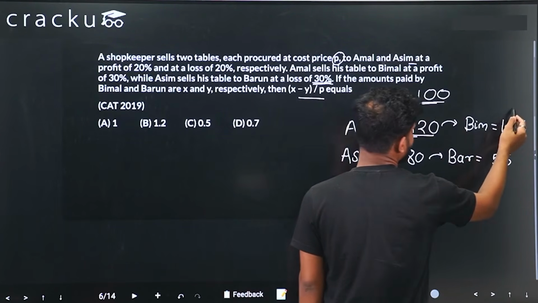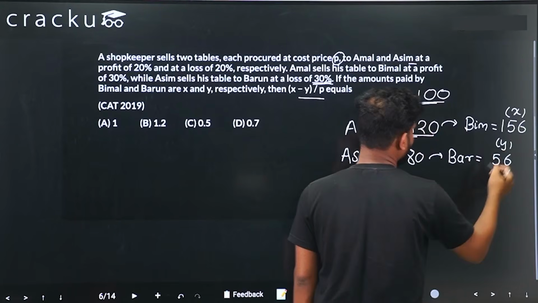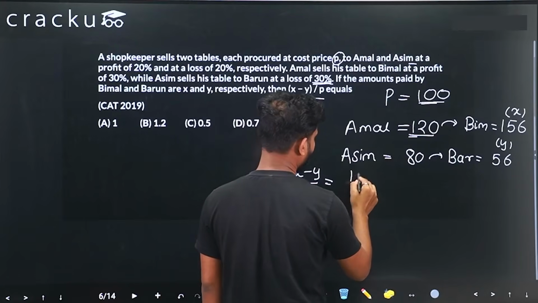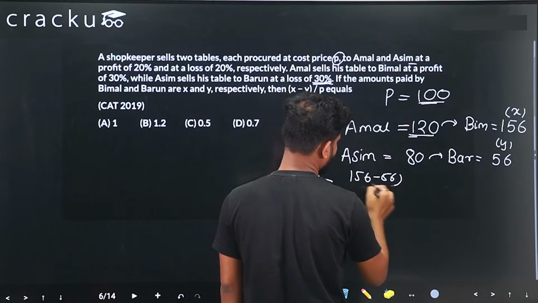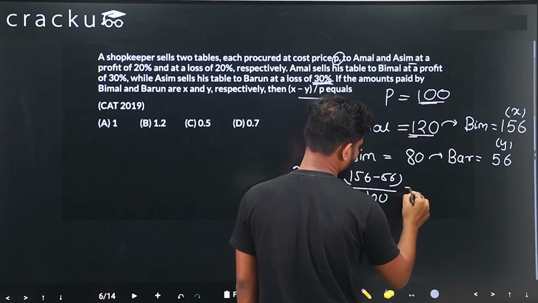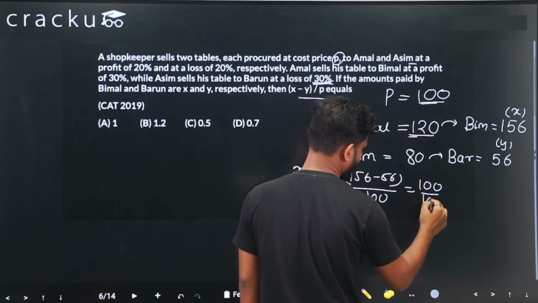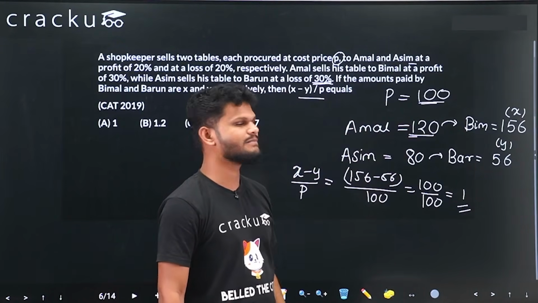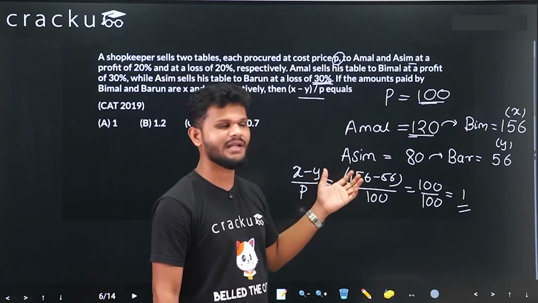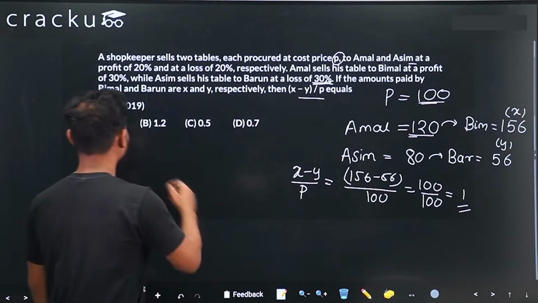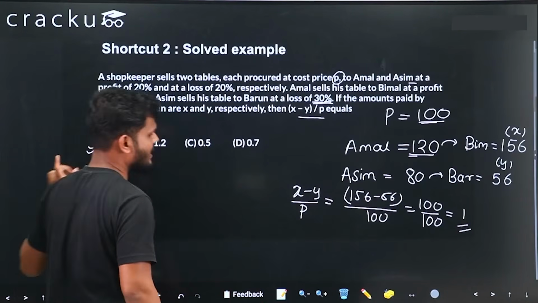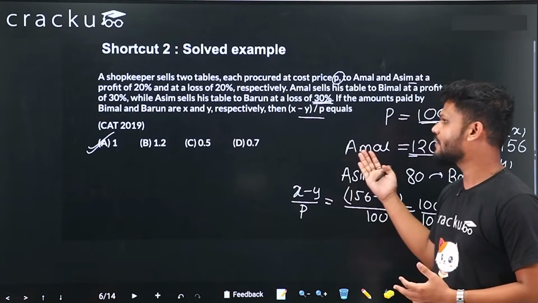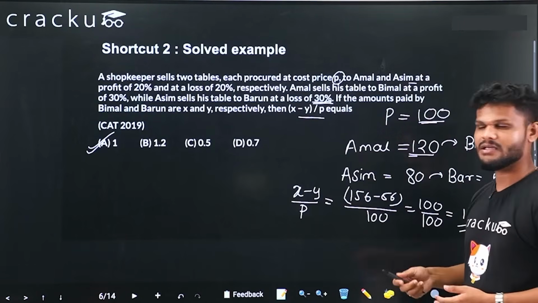So we have given this is x, this is y, and we have to find x minus y divided by p, which is equal to 156 minus 56 divided by 100, which is nothing but 100 by 100 equal to 1. So see, just by assuming p as 100, our work became so simple. We didn't even have to go to fractions or decimals. We just worked with the assumed value and we got the answer as 1. So 1 is the correct answer here. So you can also assume values in profit and loss or ratios or averages, and you can solve the questions easily. Now let us look at the third one.